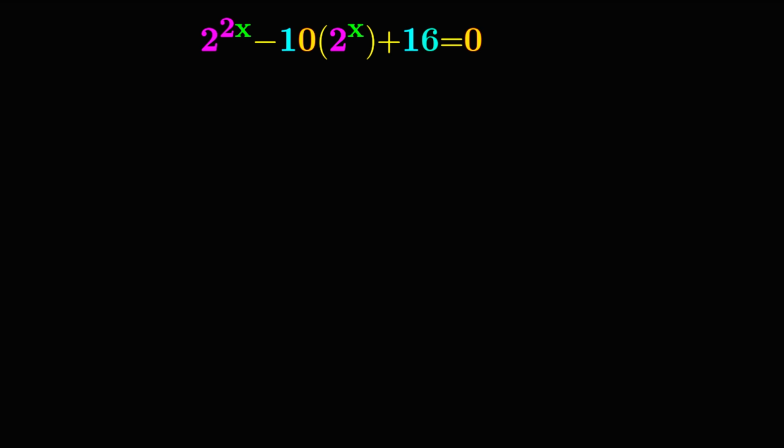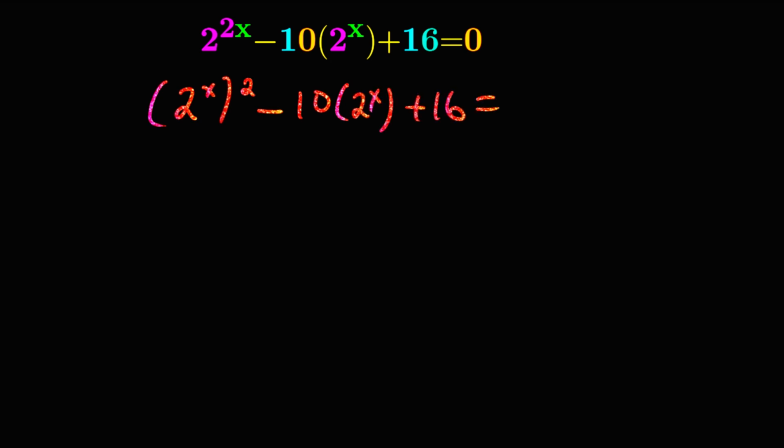Let us look at this nice question. You are required to solve for x, and you have 2 raised to power 2x minus 10 into 2 power x plus 16 equals 0. So the first thing will just be to write the first term there, that is 2 power 2x, differently. That will be 2 power x all raised to power 2. That is according to the laws of indices. So then 10 into 2 power x plus 16 equals 0.